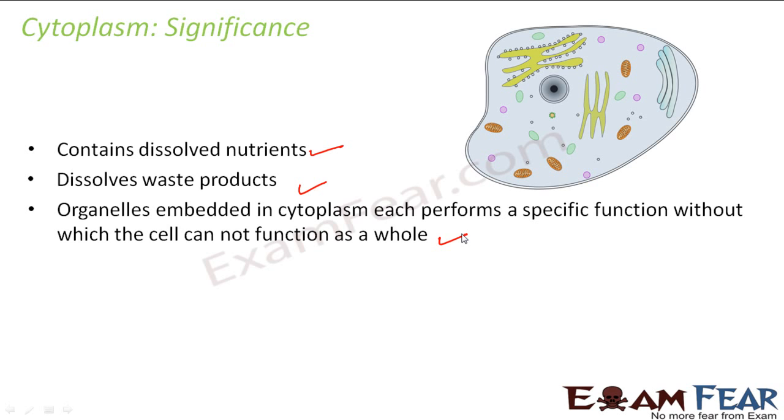Now, each of these organelles performs a very specific function, right? And if these organelles do not perform that function, then the cell as a whole will not be able to perform its function. If the cell does not perform a function, the living organism as a whole will not be able to perform its functions, right? So the cytoplasm helps the organelles to be embedded in it. It controls the shape of the cell to an extent because it is the basic platform on which everything else rests.